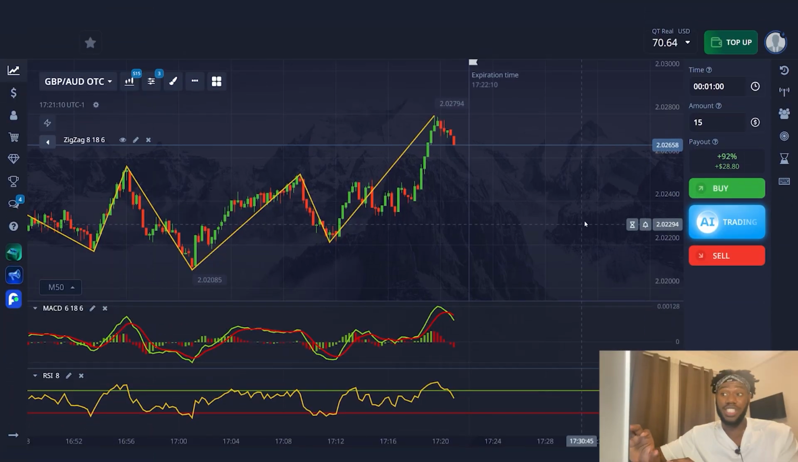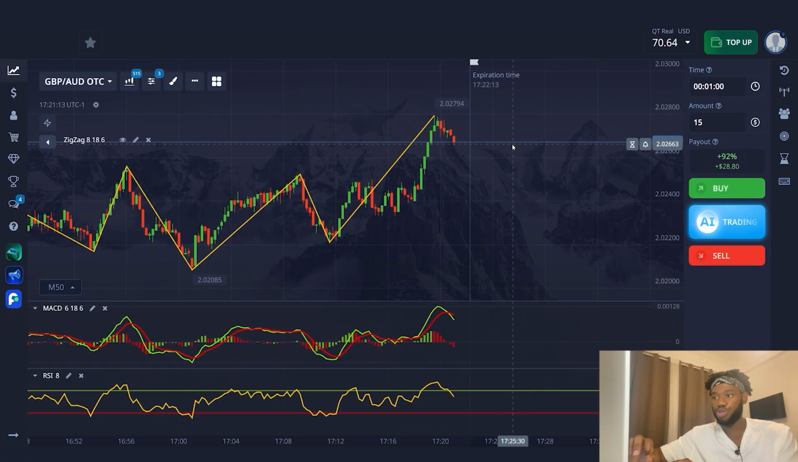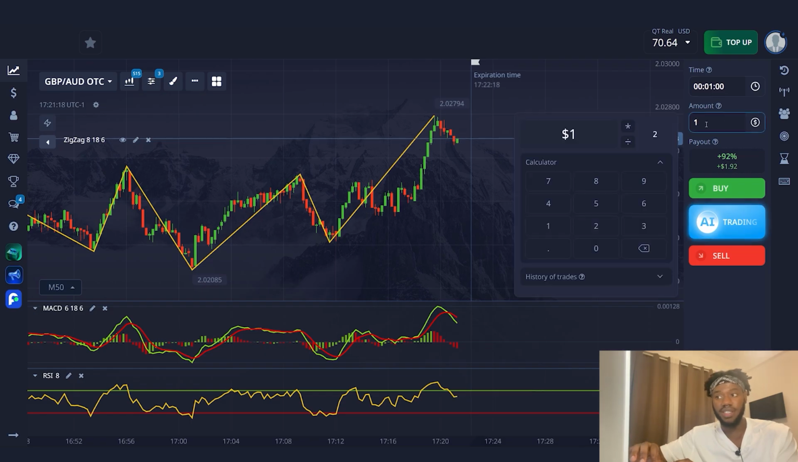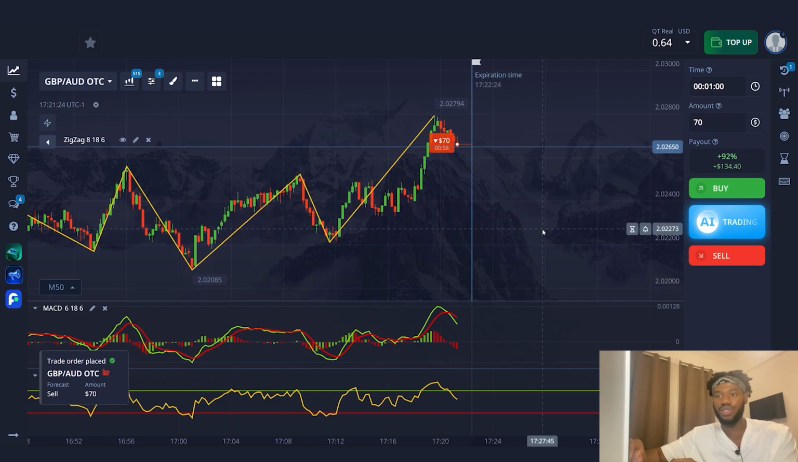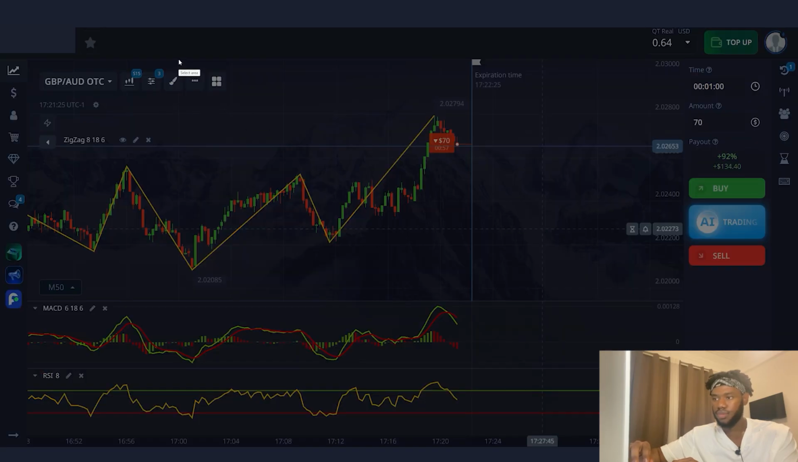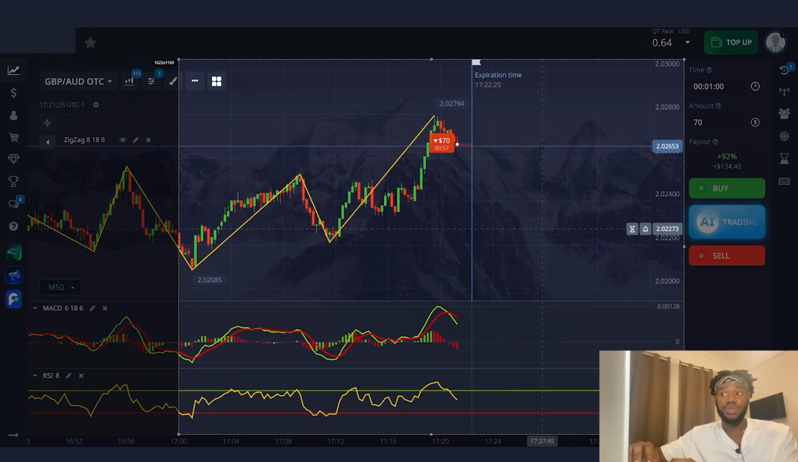Let's take the situation into account and open the first trade. The trade time will be 1 minute, starting with an amount of $70. My forecast is that the price will decrease, so we are opening a trade. Now the trade is open, so you can analyze this situation in more detail.